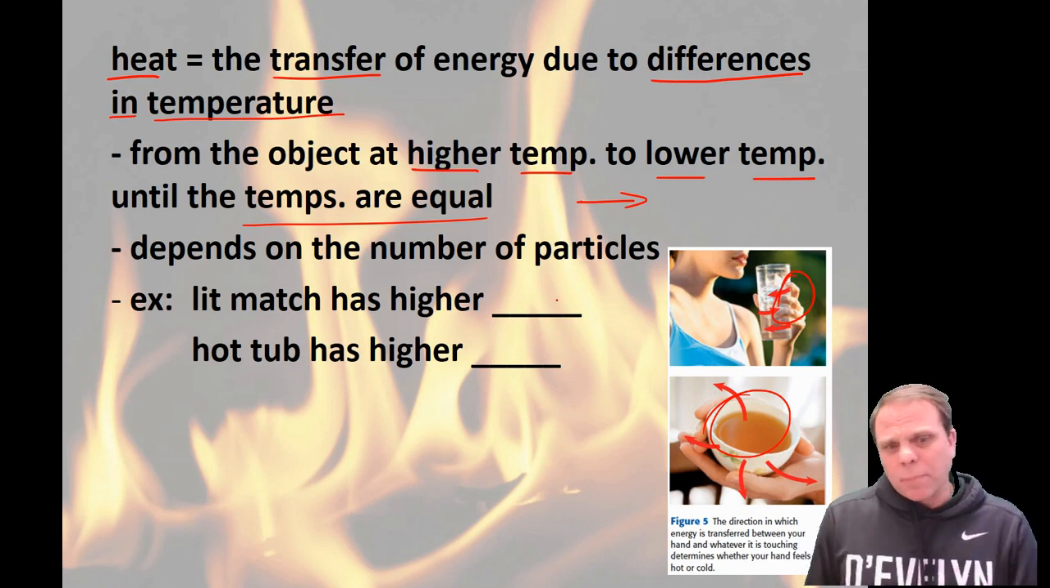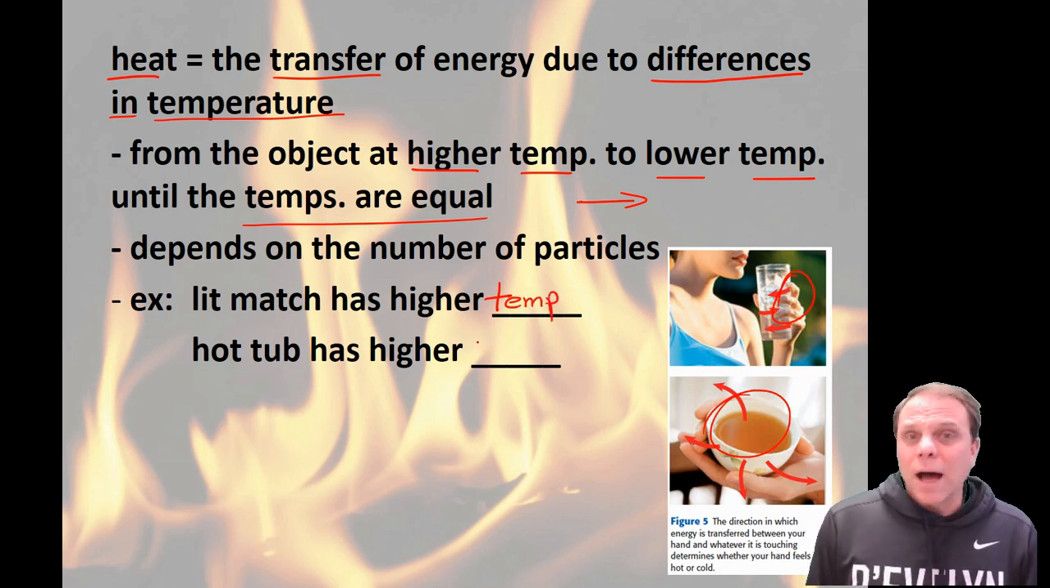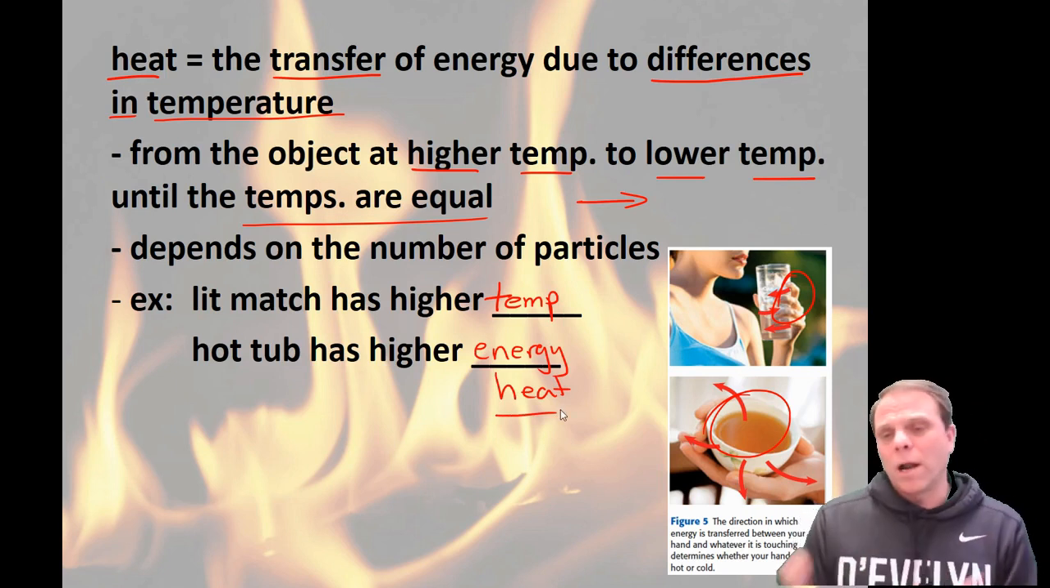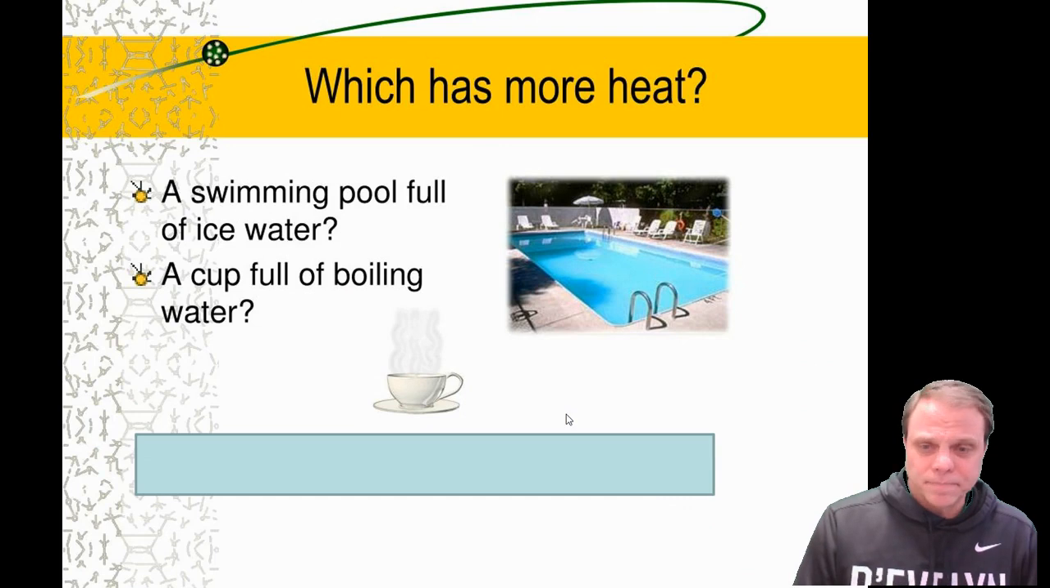Now, an example of this, if I think about a lit match, it's going to have a really high temp, right? A lit match is going to have a higher temperature, but the hot tub is going to have higher energy, right? And so what kind of energy are we talking about? Heat. It's going to be that energy that it has that's allowed to transfer from one object to another, all right? So the hot tub is not going to have a higher amount of temperature, but it is going to have a higher amount of heat energy.